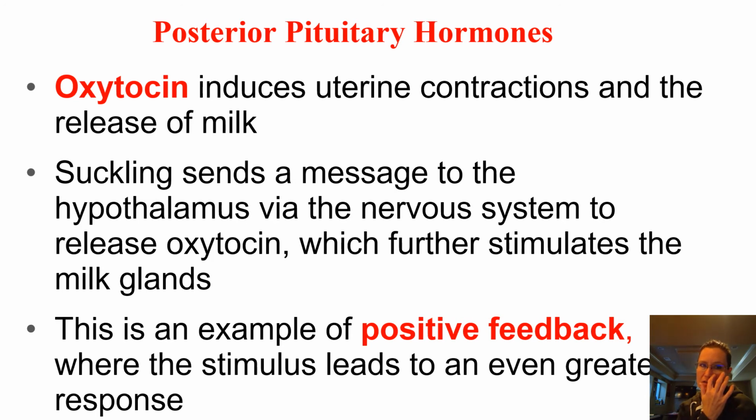And then another example is oxytocin, which is the hormone that, right after a baby's born, helps during childbirth with uterine contractions. Then when the baby's breastfeeding, it's when the milk is released, and the more a baby breastfeeds, the more oxytocin is released, the more milk is produced, the more the baby eats, the more oxytocin, the more milk is produced.